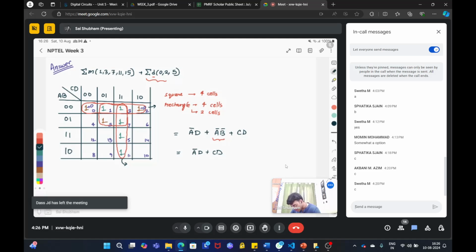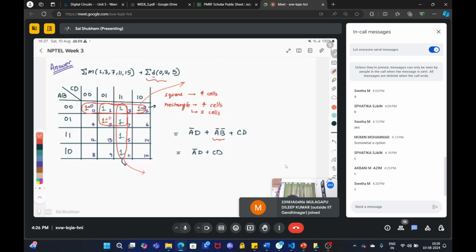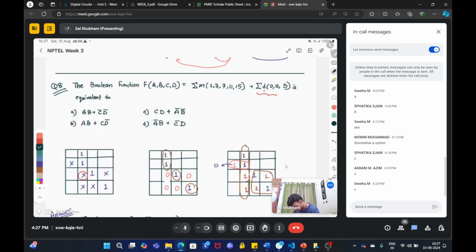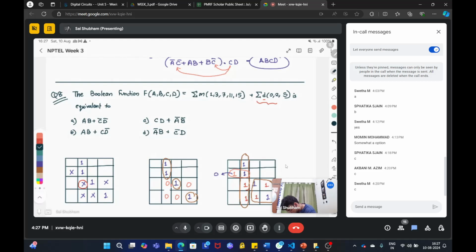Okay, fine. What they did was, they considered this as 0. So in that case, you will have two rectangles. You will have this rectangle and you will have this rectangle. So in that case, this term will be eliminated. So you will have the answer as a bar b bar plus cd. Both of them are actually correct. So a bar b bar plus cd, this is the answer. I hope this is clear to everyone. I will move on to the next question.